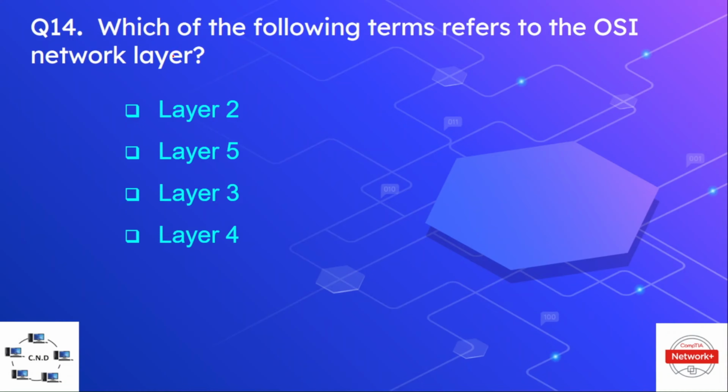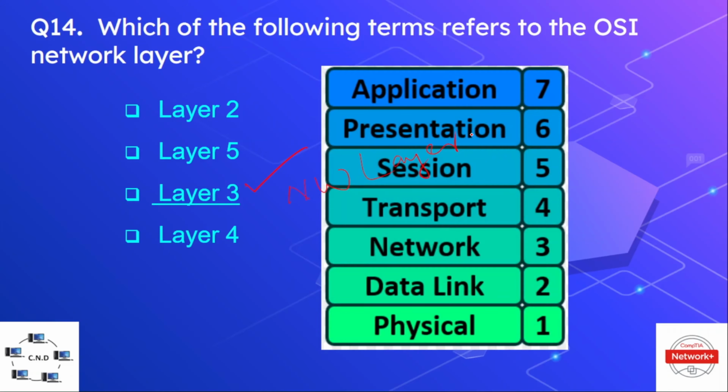Question number 14 is: which of the following terms refer to the OSI network layer? We already studied this, that layer 3 is also known as the network layer, while layer 2 is the data link layer and layer 4 is the transport layer. So the correct option is layer 3. Again, we can remember these different layers and their corresponding numbers through this picture.